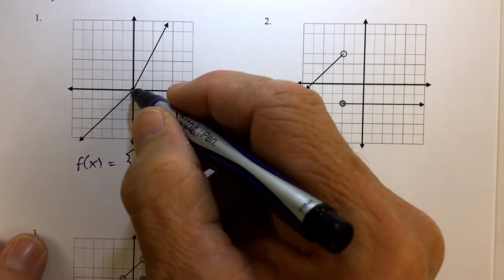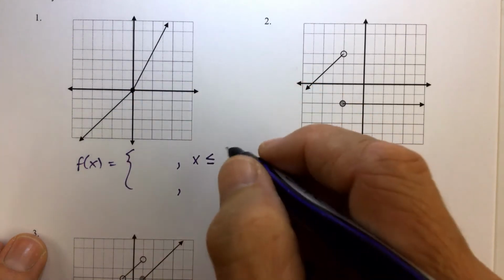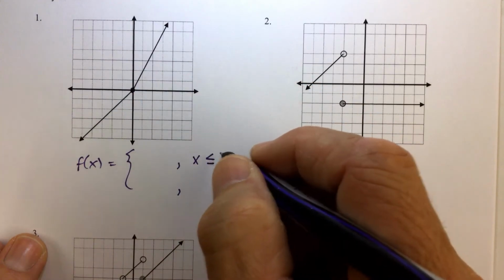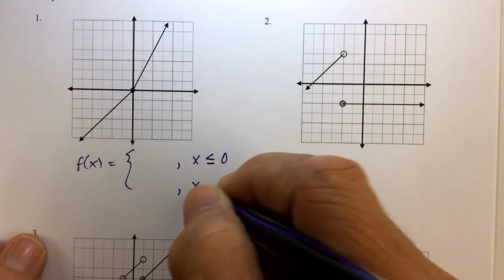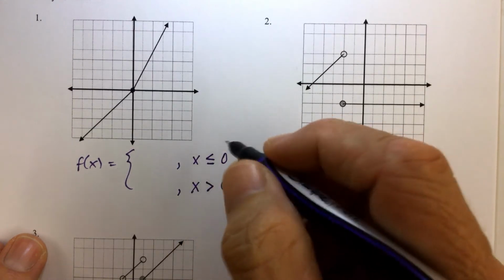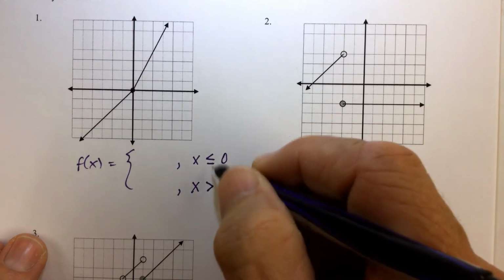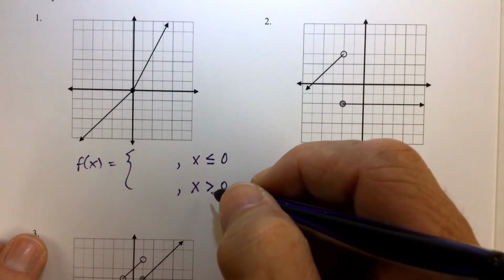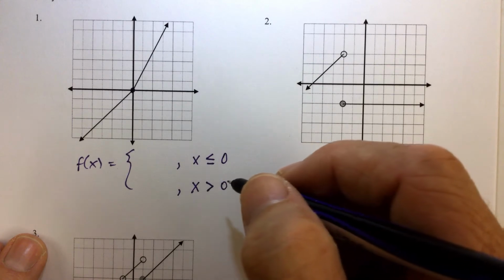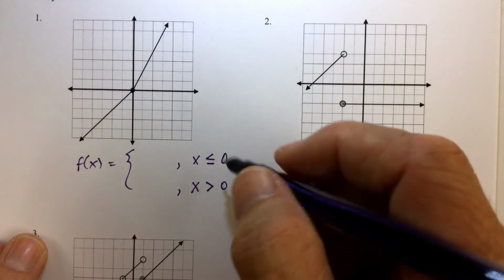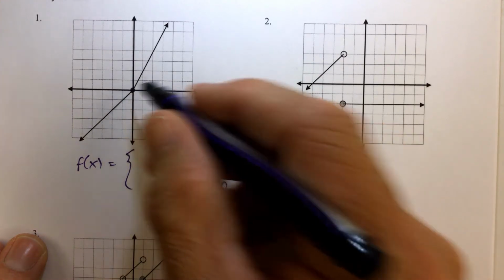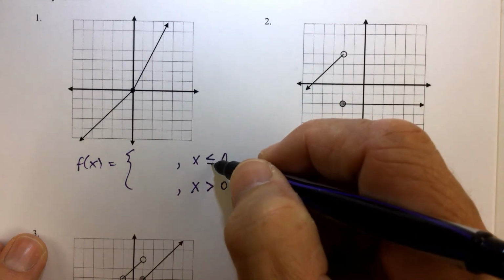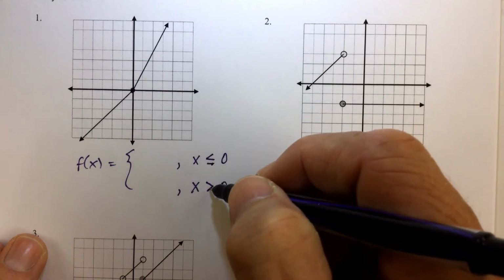Well, if you have a solid dot at the connection, the first thing you're going to do is let the first piece be the less than or equal to, and the other piece be greater than. You can't make them both equal to, because then you'd have overlapping domain restrictions, and you cannot have overlapping domain restrictions. So please make sure, if you do have a dot at a connection, that one of them is less than or equal to and the other one is greater than.